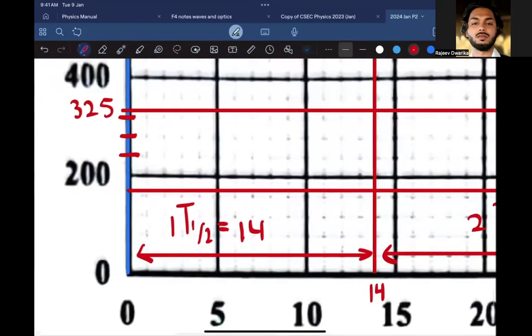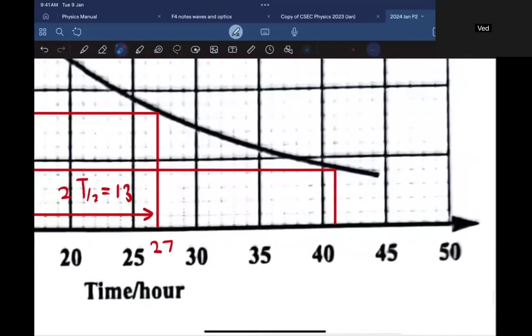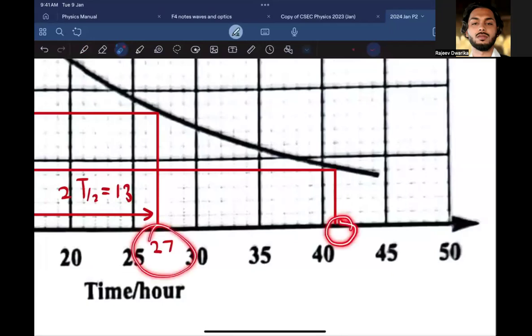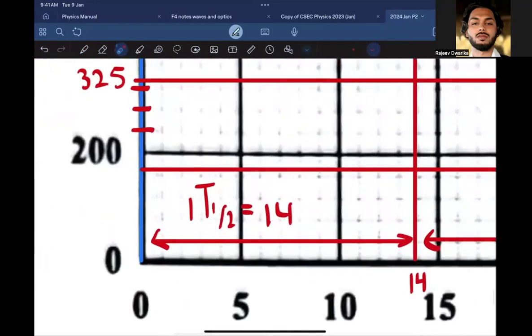For those who are confused: your T3 will be T1 plus T2 minus T3, or you could just say 27 minus whatever I get here. You just subtract it. For those who are confused with how I do this, let me explain.